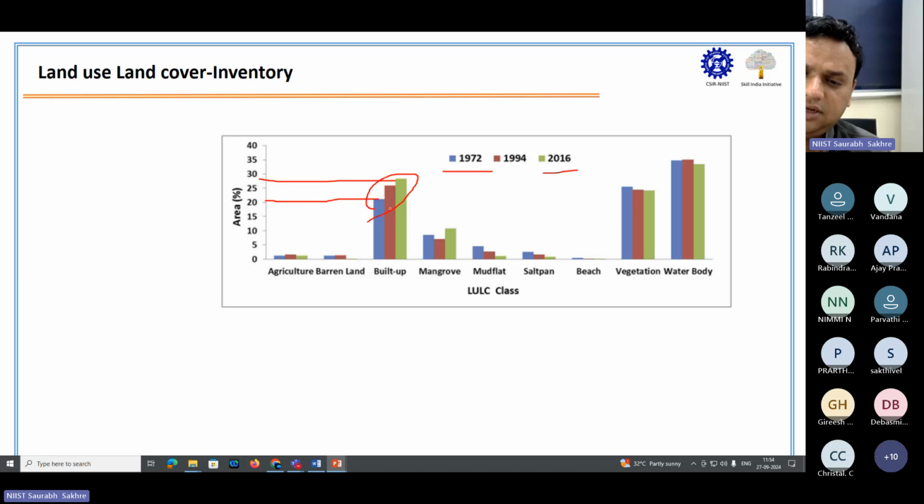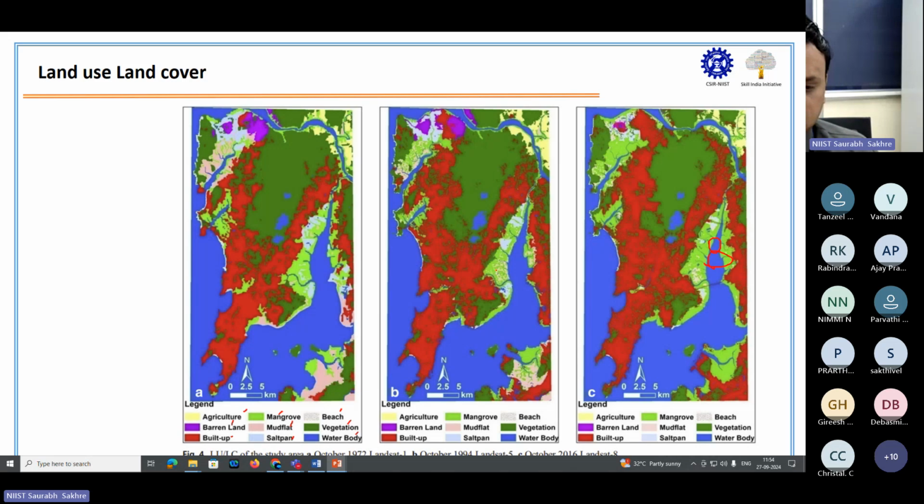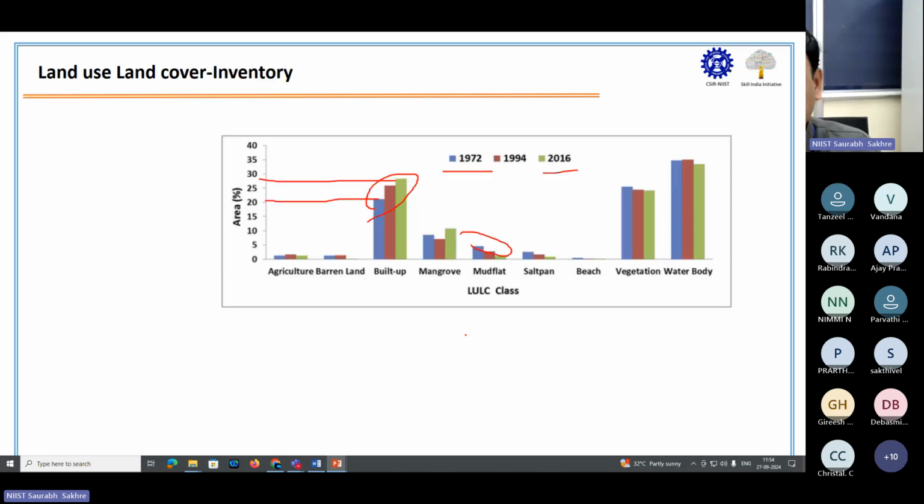Okay, and as usual, initially mud floods were more. Mud floods means the area near the creeks, mud flood or salt pan. You can see here it was more, but now it has decreased. Salt pans also decreased, where the visible white sand is seen, that is called salt pans. Okay, that is also decreased. And some portion of beach areas also decreased because built up is increasing.